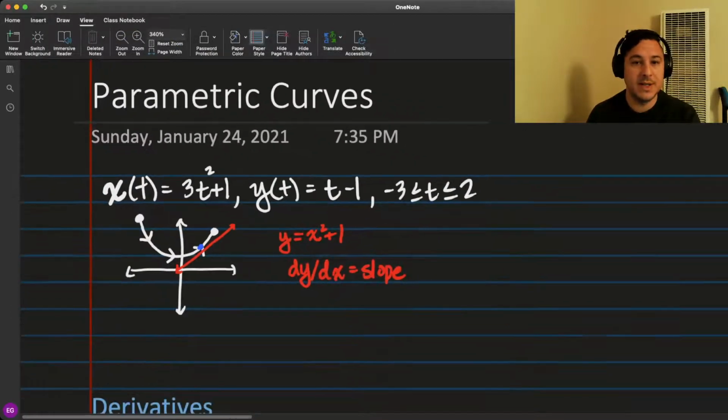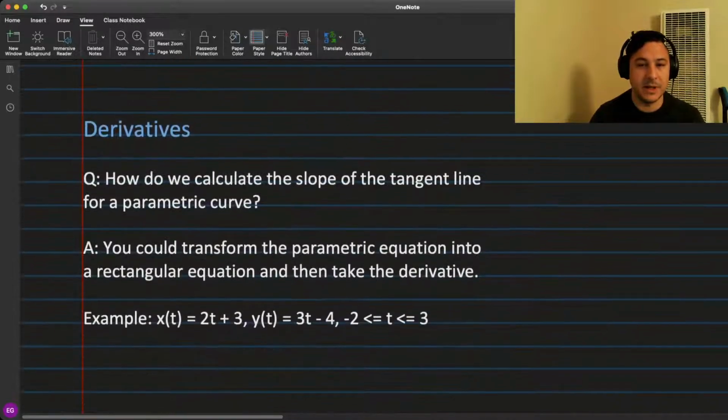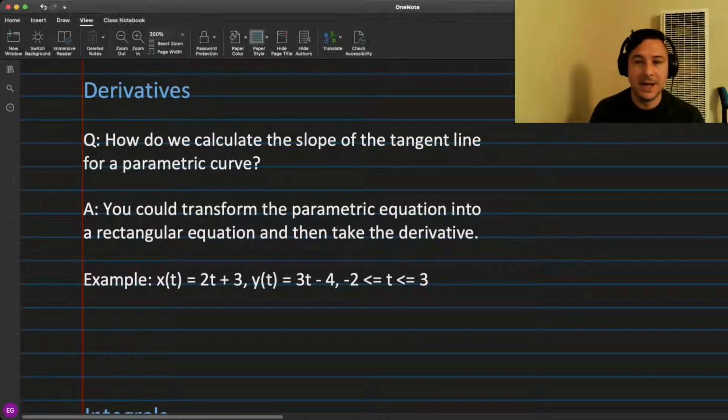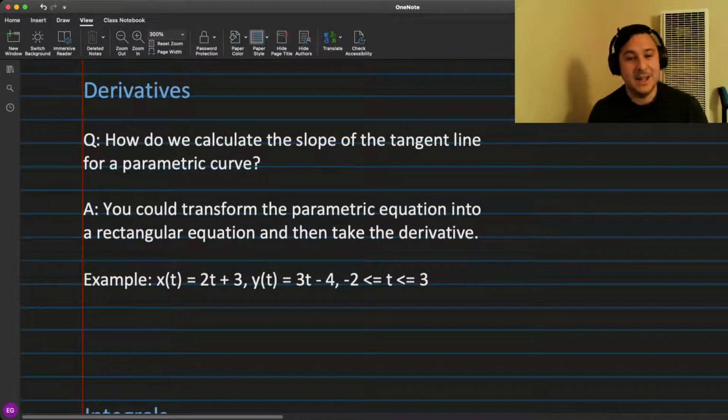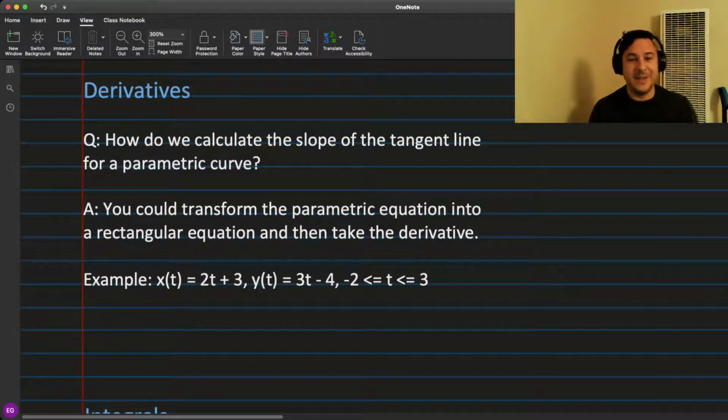We want to do exactly that, but we want to do it for our parametric curves. So how do we do that? That's what we're going to talk about today. So we're going to talk about derivatives. We're wondering, how do we calculate the slope of the tangent line for a parametric curve? There's actually a couple different ways that you could go about this. You could transform the parametric equation into a rectangular equation and then take the derivative. Because we learned how to do that last time.